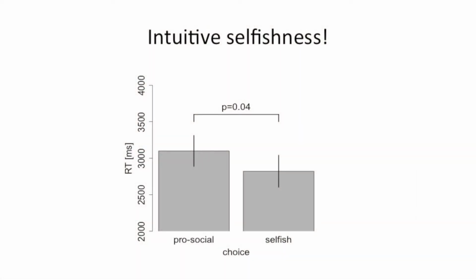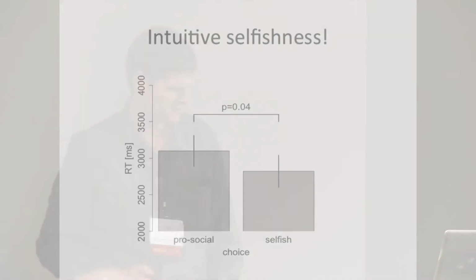So on trials where subjects chose selfishly, they were faster than on trials where subjects chose the pro-social option. Okay, so if we just did this basic analysis, we'd throw our hat into the ring and say, one more piece of evidence that selfishness is intuitive. Okay, but let's look at the data a little bit more carefully.